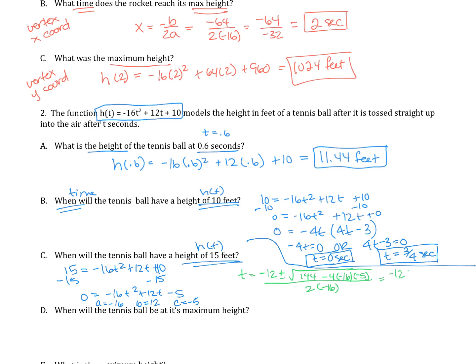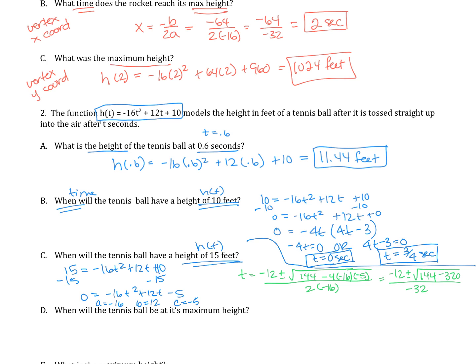So we got a negative 12 plus or minus. Down here, this is a negative 32. But underneath the radical is a bit of an issue. So you have a 144. Now, a negative 4 times a negative 16 is a positive, but times a negative 5 is a negative 320. 144 minus 320 is going to give me a negative number. This is bad. A negative number under the radical would give me an imaginary answer. In other words, it doesn't exist.